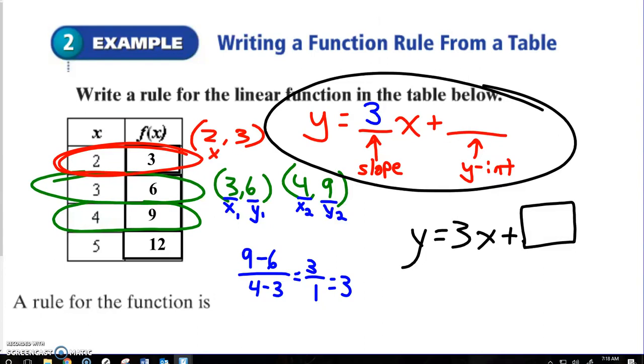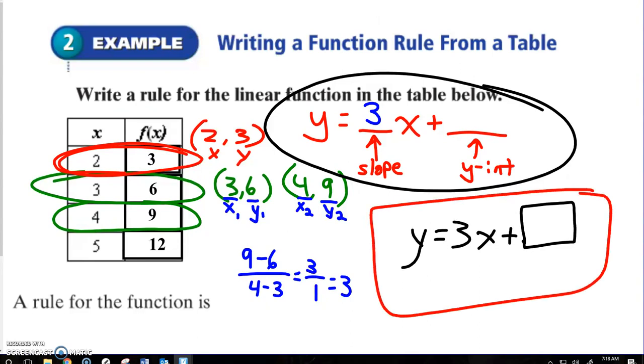2 is my x value, 3 is my y value. I'm going to substitute those numbers in this equation right here. So, my y value from this point that I just picked right here, my y value is 3, equals 3 times x. My x value, this x value was 2. So, I need a 2 for that x value, plus whatever goes in this blank.